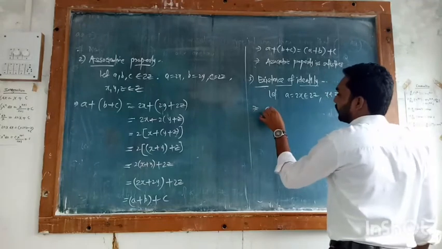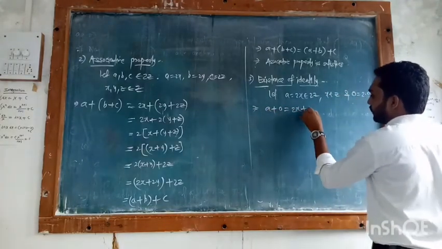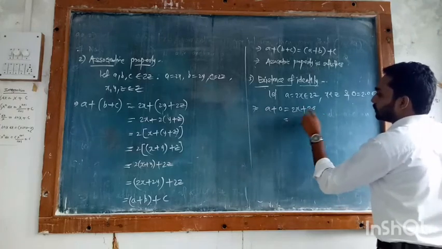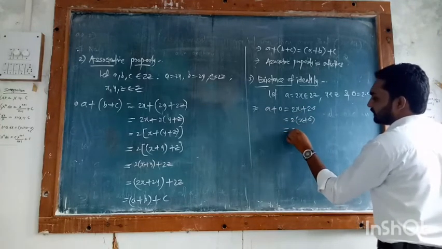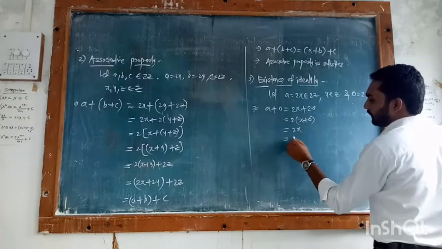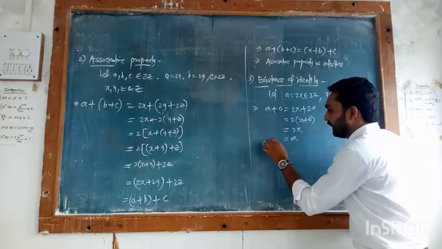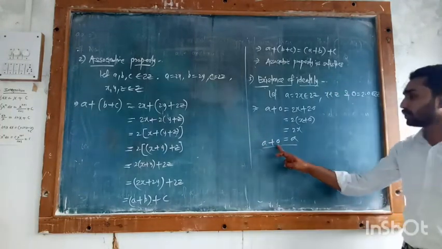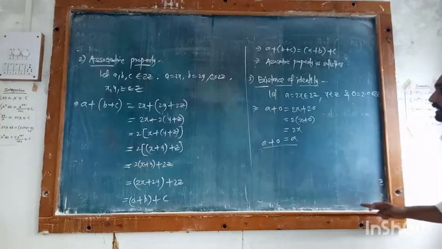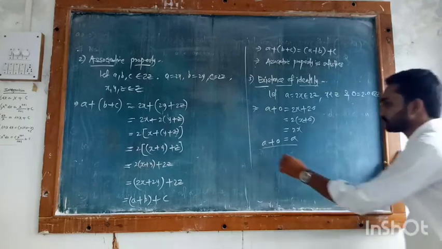Then A plus 0 equal to, what is the value of A? A is 2x, value of 0 is 2 into 0, okay? So from 2 take common outside, x plus 0, right? And x plus 0 is again x. So we get 2x, value of 2x is A. So therefore we get A plus 0 equal to A, right? Therefore 0 is your additive identity. That means there exists identity 0 in that set 2Z.